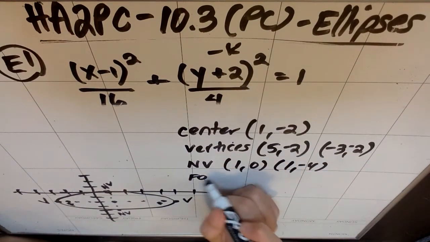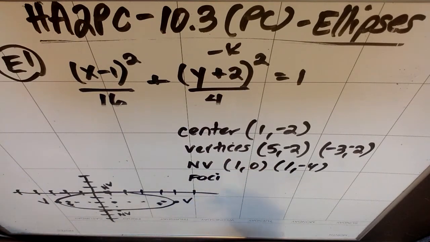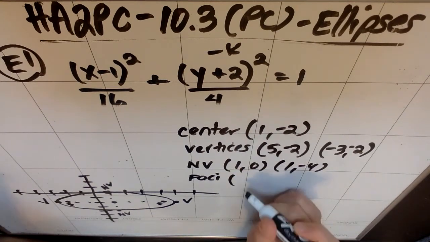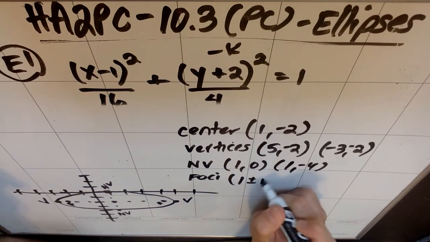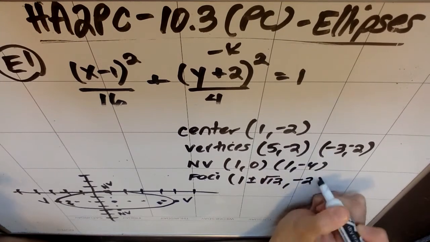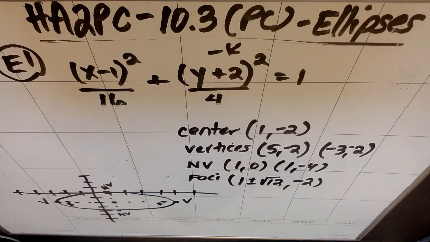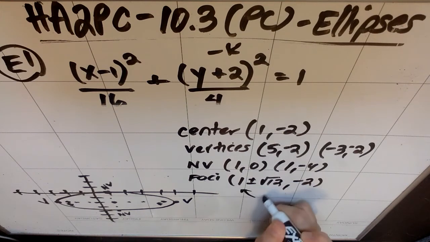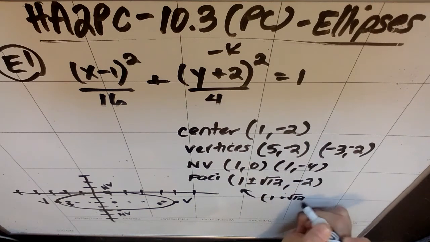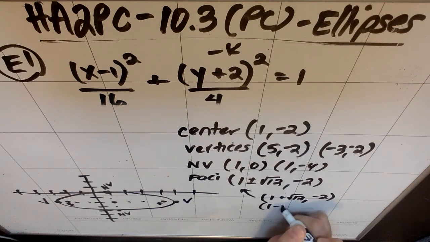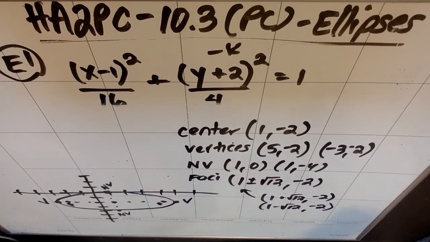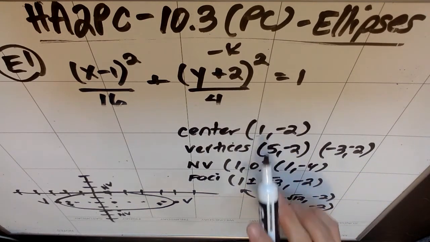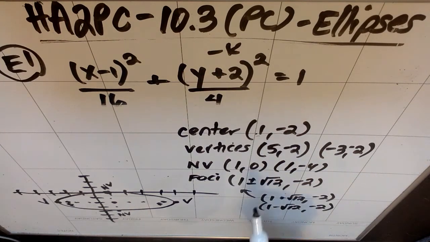And if I'm asked to find my foci, even though I approximated root 12 as 3.5-ish because I'm graphing it on a graph, it's smarter to leave this as 1 plus or minus root 12 comma negative 2. Or you could write it as 2 different points: 1 plus root 12 comma negative 2, and 1 minus root 12 comma negative 2. And that's really how I got both of these. I did 1 plus 4, 1 minus 4. I did negative 2 plus 2, negative 2 minus 2. So that's sort of the gist of how we graph an ellipse.